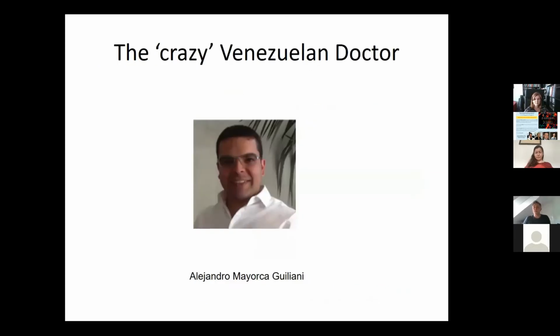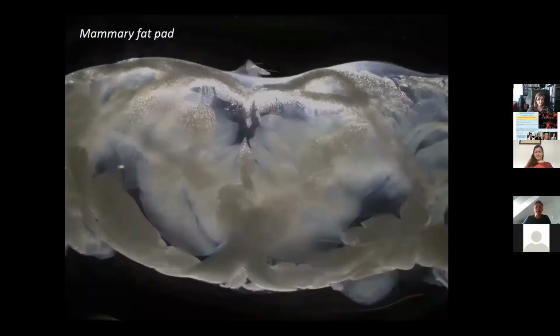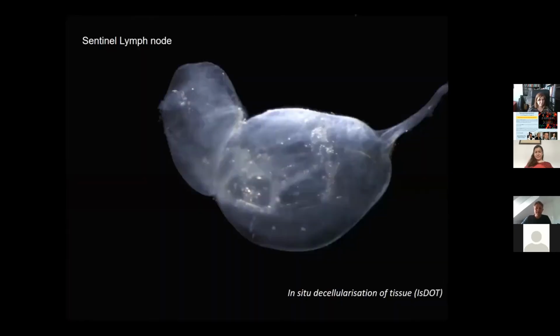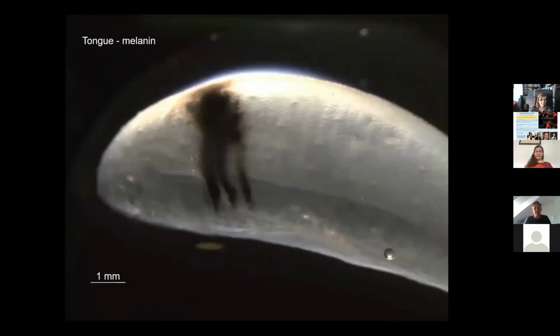So what happened was that when I joined Janine Erler's lab, I met this crazy Venezuelan doctor, Alejandro Mayorga-Gugliani. And he had this idea; one day he came with this to me. And he said, look at this, Chris, what is this? And this was a mammary fat pad. And then he showed me this, and this was obviously a lung. And then he showed me this, and I was a little puzzled that there was obviously a couple of sentinel lymph nodes on a string. And then he showed me this, it was a melanoma cell growing inside the tongue of a little mouse.